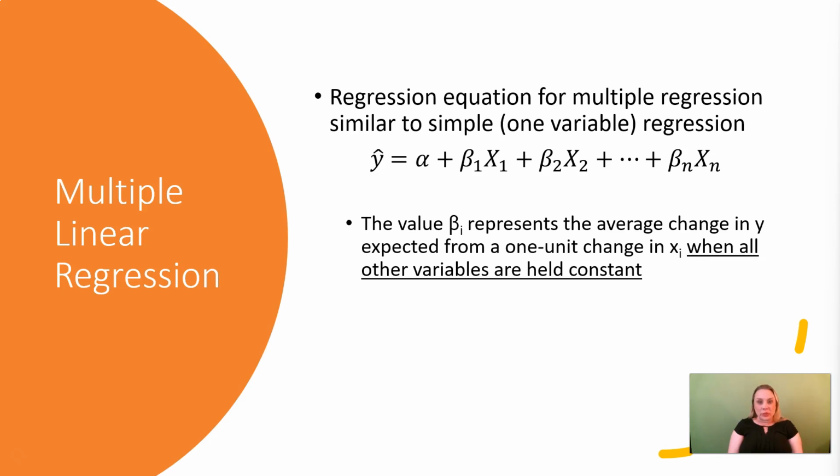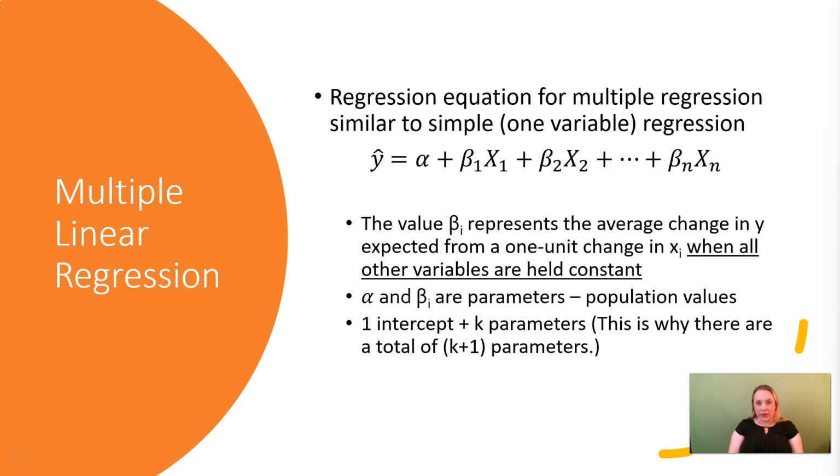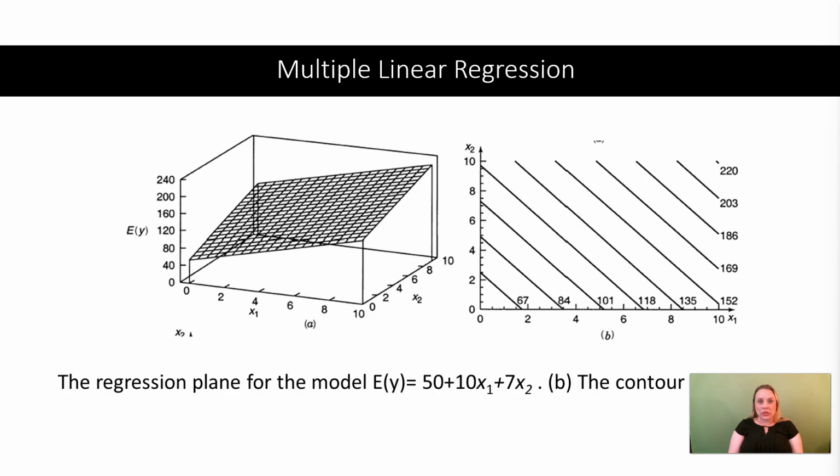So going back to our multiple linear regression, similar to what you've seen before, you have y hat equals alpha plus beta x, but now we have x2 and so forth to represent however many variables we have in our model. Remember that alpha and beta are parameters for our population values. Our intercept plus k parameters. This is why we have a total of k plus 1 parameters when we're looking at our models.